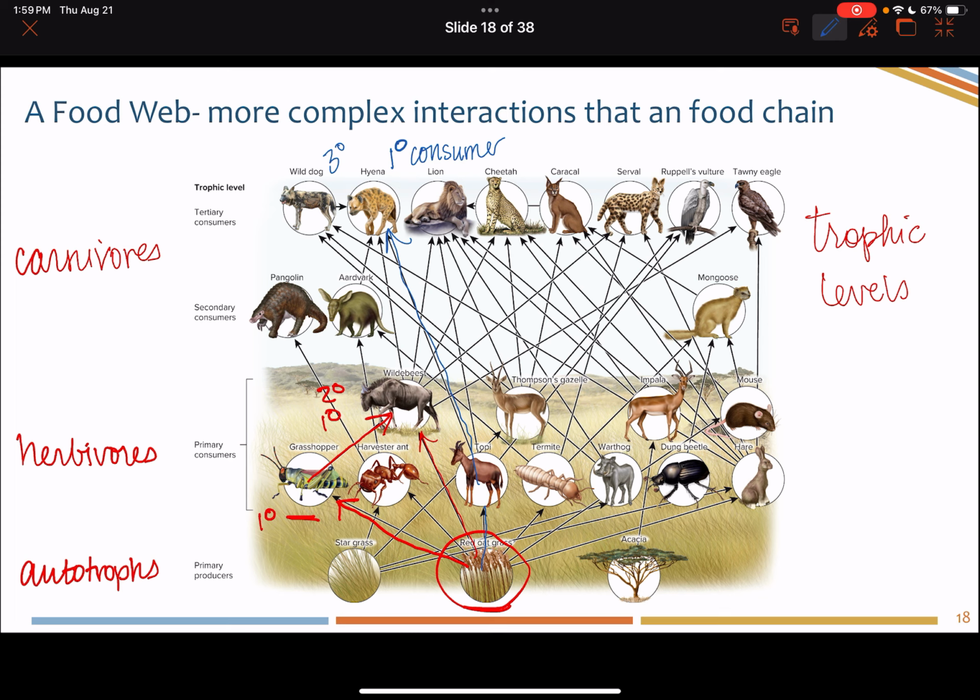If we want to manage the energy in our environment, we're going to want to manage those primary producers. This is because the more primary production we have, the more primary producers we have, the more energy we have. So more primary production means more energy. And if there's more energy, we can support more higher level consumers in our environment.